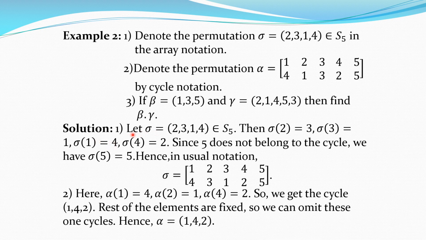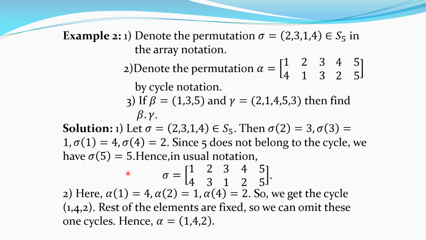Now, sigma is an element of S5. So, it is a permutation on 5 symbols. Now, as it is written in cyclic form, (2, 3, 1, 4), it means 2 maps to 3, 3 maps to 1, 1 maps to 4, and the last element 4 will map to 2. So we have written this as sigma 2 is 3, sigma 3 is 1, sigma 1 is 4, and sigma 4 is 2. Now as 5 is absent in this cycle, we can say that sigma 5 is 5. So we got images of all elements in 1, 2, 3, 4, 5.